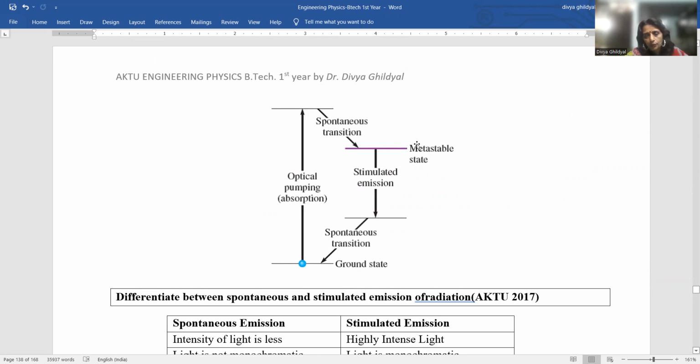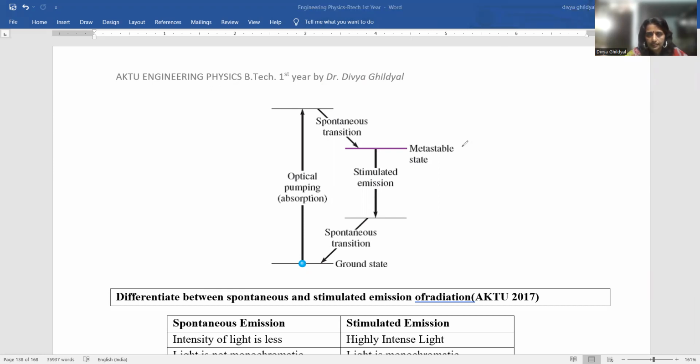Here, if we put a metastable state, that is the state where the atom stays for more than 10 to the power of minus 8 seconds, and then it drops down. This process will emit laser light. This is an experiment where we are showing how laser light will be emitted.